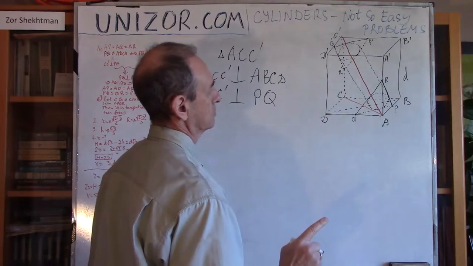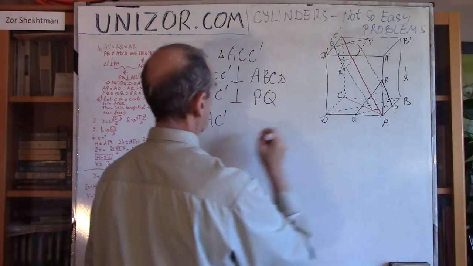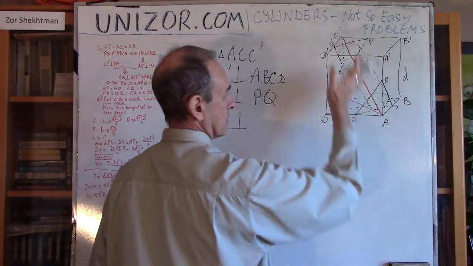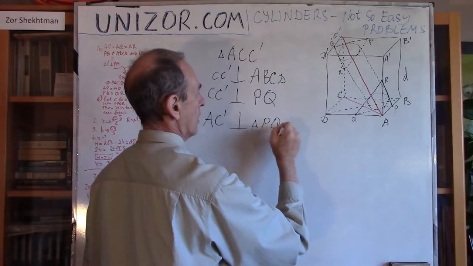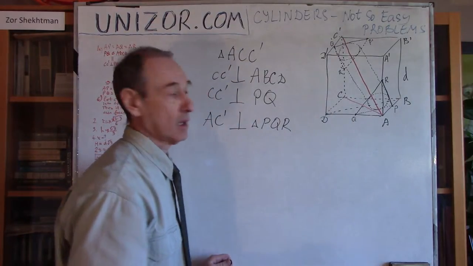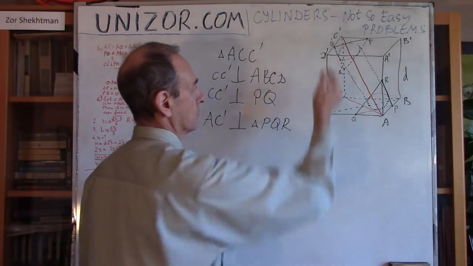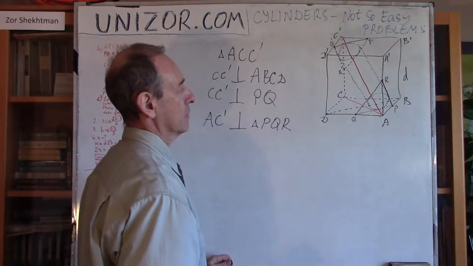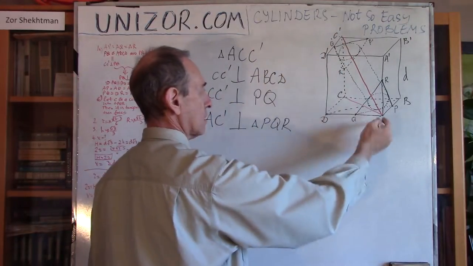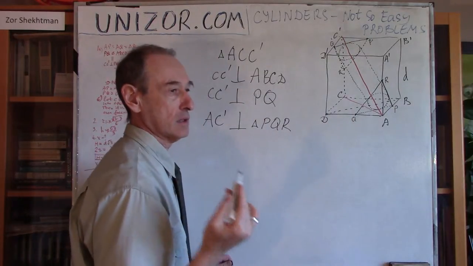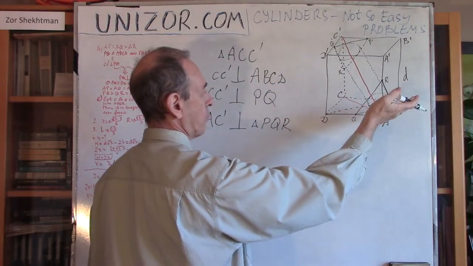We also know that AC prime is perpendicular to the plane which cuts our cube, which is triangle PQR, because that's how we actually draw the plane. It's perpendicular to the main diagonal. The plane is the plane where the base of the cylinder is. And we have stated that the axis of the cylinder, the center line of a cylinder, coincides with the diagonal, right? And obviously, the center line of the cylinder is perpendicular to its base.